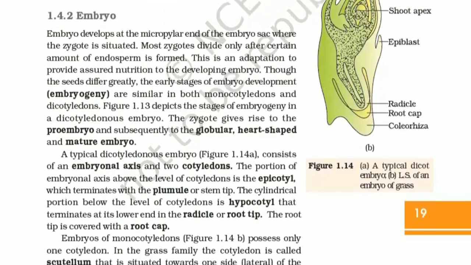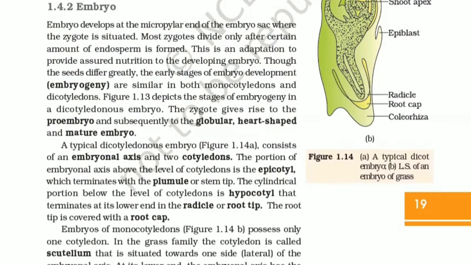1.4.2 Embryo. Embryo develops at the micropylar end of the embryo sac where the zygote is situated. Most zygotes divide only after a certain amount of endosperm is formed. This is an adaptation to provide assured nutrition to the developing embryo. Though the seeds differ greatly, the early stages of embryo development, that is embryogeny, are similar in both monocots and dicots. Figure 1.13 depicts the stages of embryogeny in a dicotyledonous embryo.